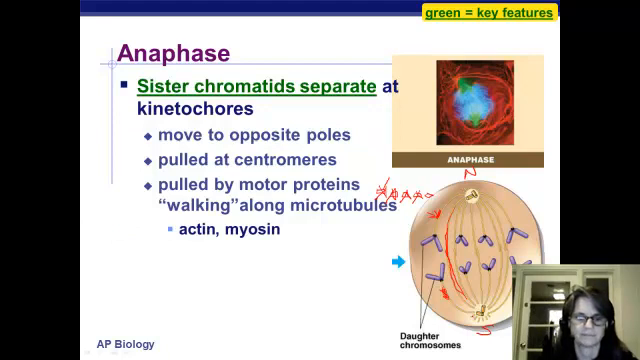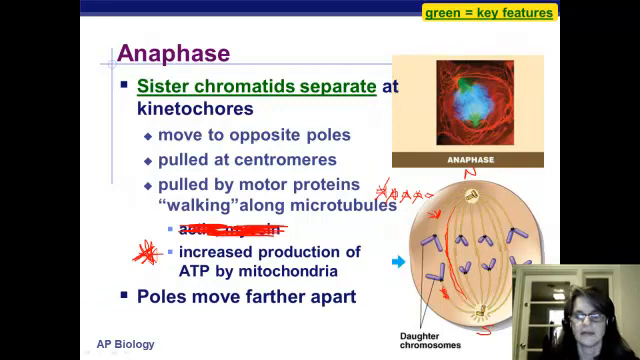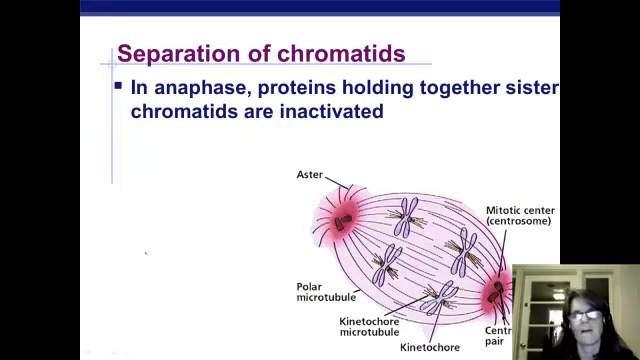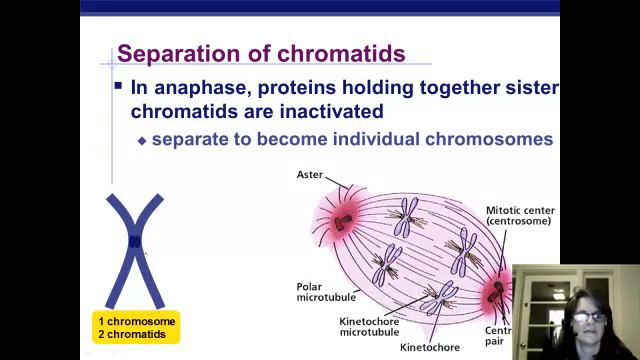Not actin myosin. Alright. This does require energy. This is worth talking about. So the mitochondria in the cell would be busy producing energy for all this movement to occur. And the cell is getting kind of stretched and the poles are getting farther apart. Okay? Now, we don't really need all this detail. Now, I do like this diagram here.